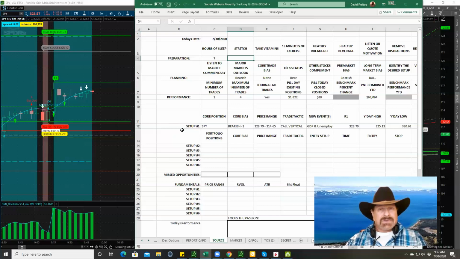What does that have to do with trading? Well, it has a lot to do with being physically healthy. And if you're not physically healthy, then you're not going to be trading your best. That's just the long and short of it. It's all part of being a professional.